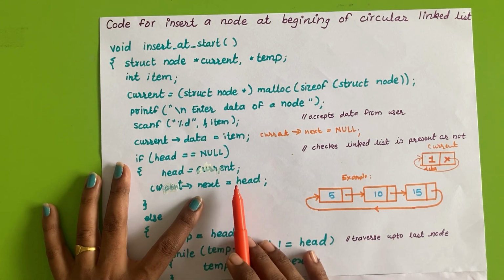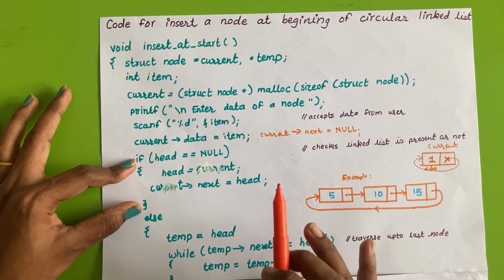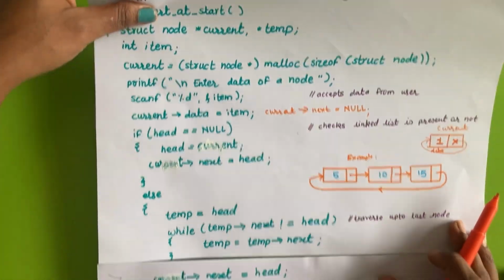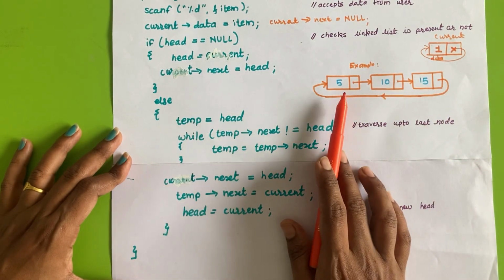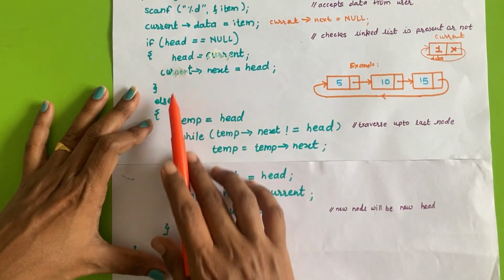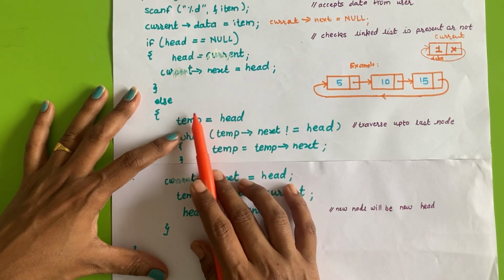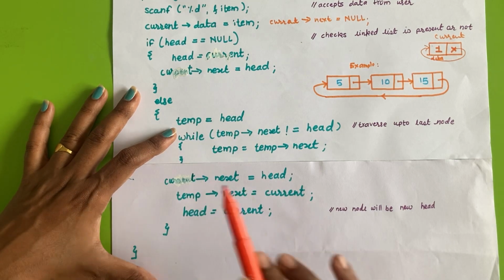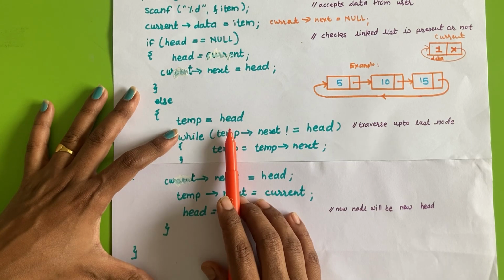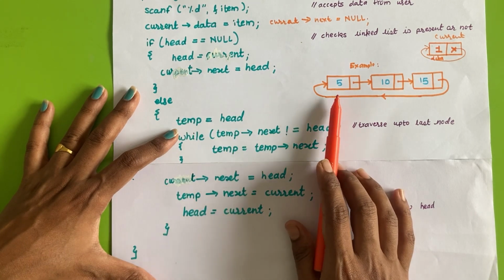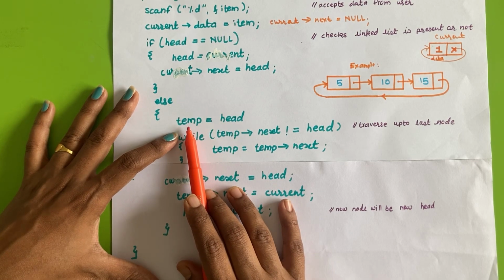And if this is not the case, means if the linked list already exists, then we have to insert this newly created node in the already existing linked list. So that comes under the else part. In that case, first we will copy the head value in the temporary node, because for traversal we will require a temporary node. I will start traversal from head. So head will get copied in the temporary pointer.